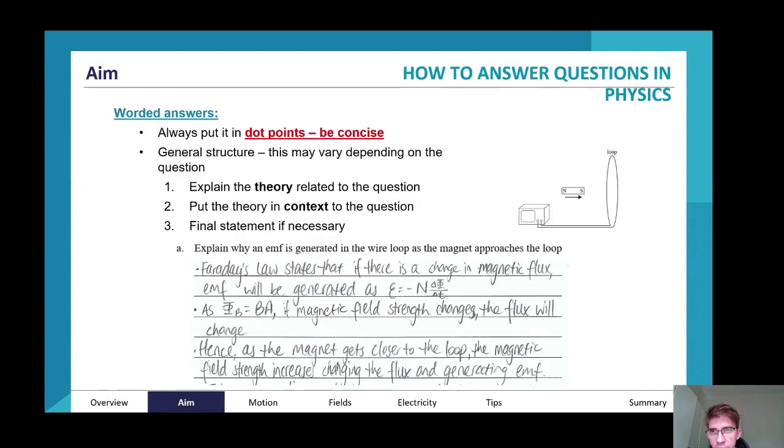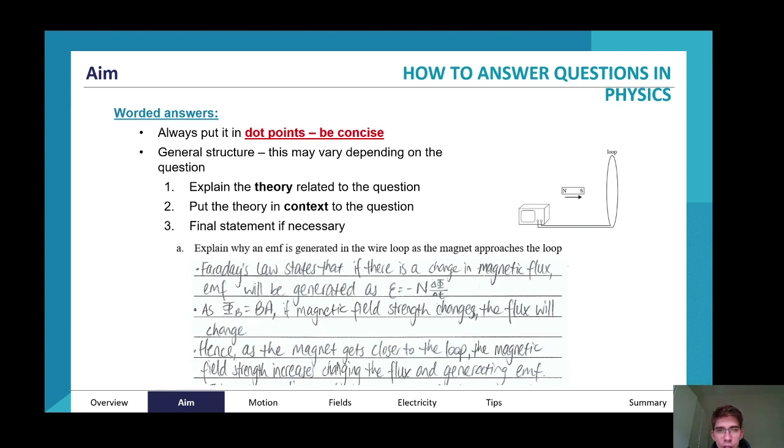Both of them are related to a past VCE exam. So, on the figure on the top right hand side, you are going to see a magnet with a north pole and a south pole and a loop. The question is as follows.